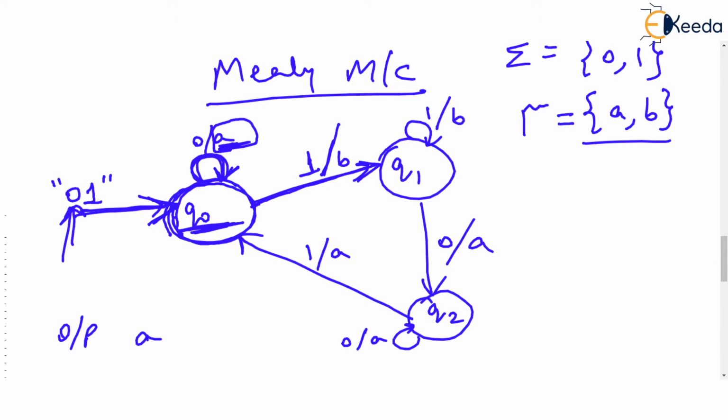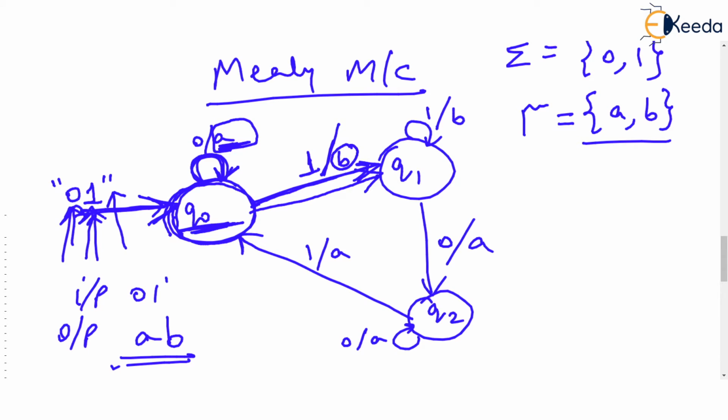So the output produced is A. But then machine is still in Q0 state. So Q0 is now reading 1, the next input. On reading 1, Q0 will traverse to Q1, but on reading 1, machine will produce output B. So output produced is B. Remember, the machine is in Q1 state now, but after that the input is finished, you observe. So Mealy machine halts by giving the output AB. Note that input was 0, 1, had 2 letters, and output exactly has 2 letters.